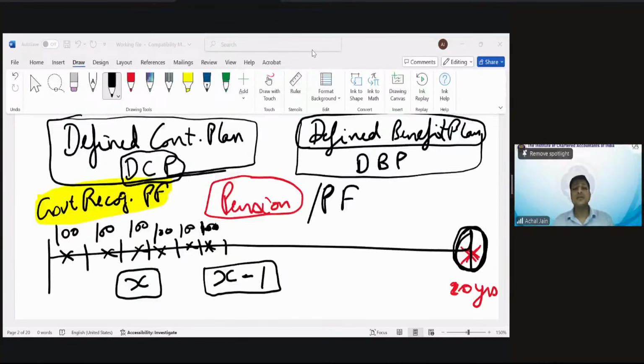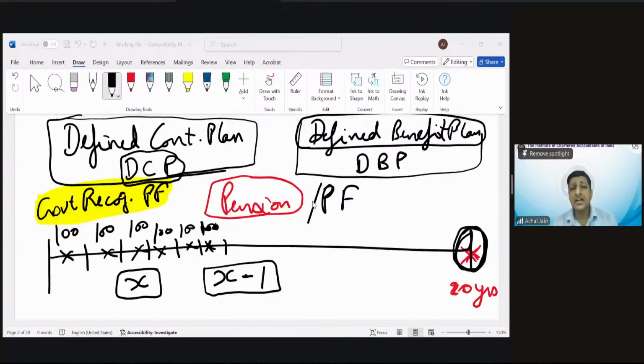Now, in this case, the question arises that if, let's suppose, there's a future liability which is required to be paid to the employee, and that future liability will not fall on the employer, who will bear that liability? Third party. Okay, so who will bear that liability? Third party.